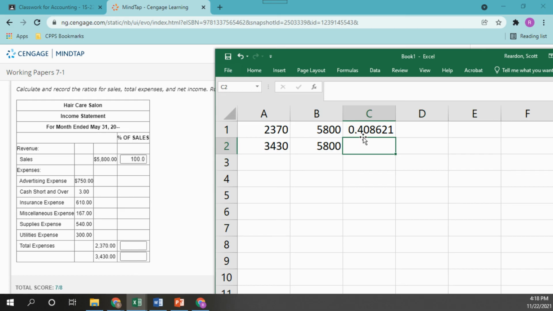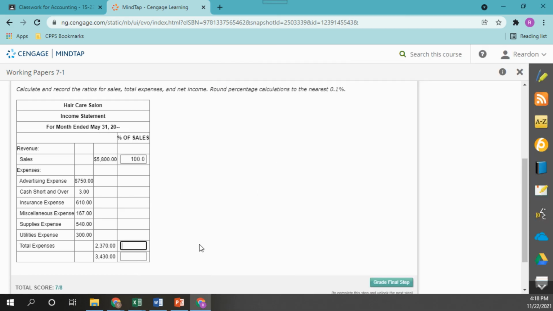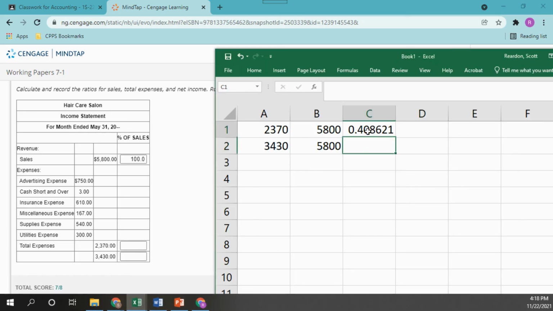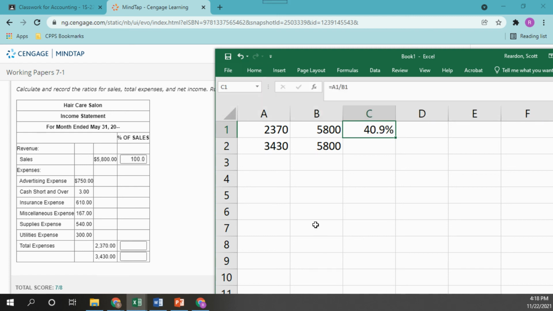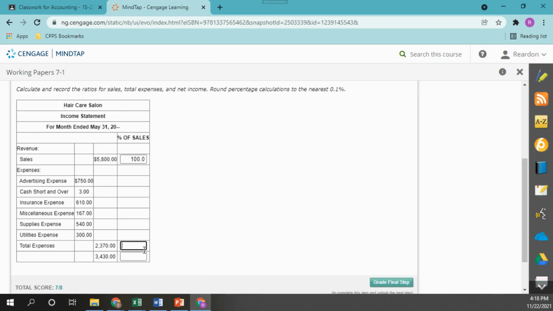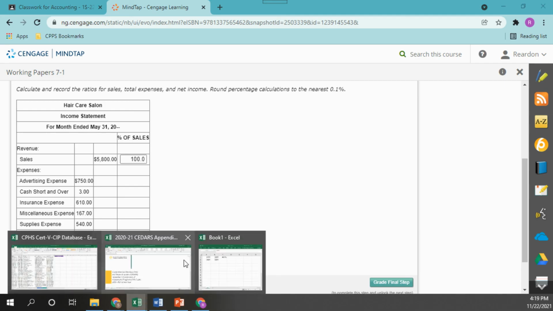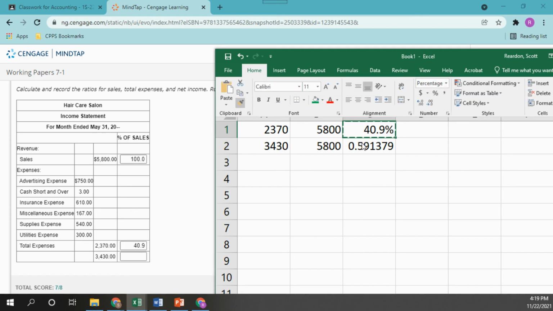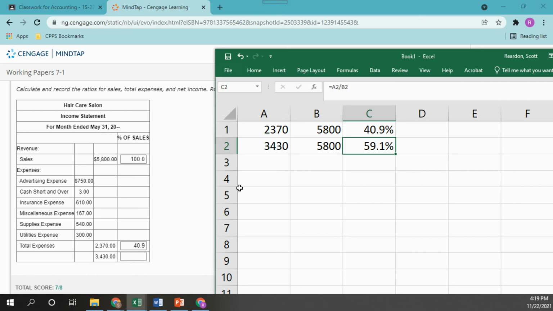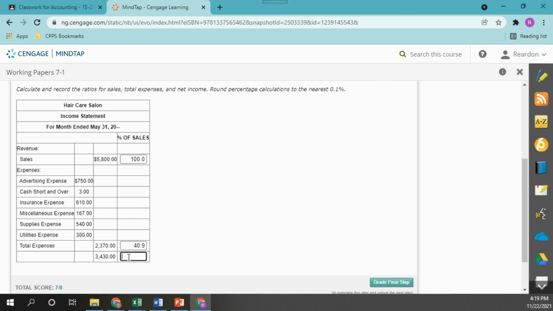Now that says 40.8621. And I think it says round to the nearest 0.1%. So I'm going to be a good boy here and go percentage and 1%. So I've got 40.9% is my ratio of expenses to sales. Then my net income divided by my total revenue. Here's a little trick: format painter. So that's going to be rounded to the nearest 0.1%. It's going to be 59.1.